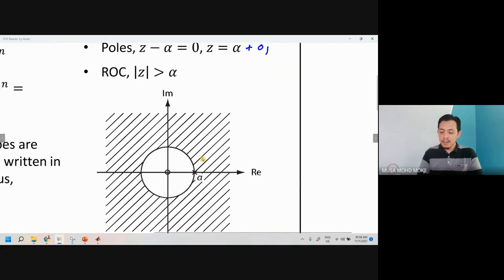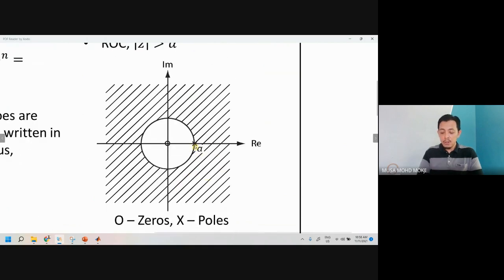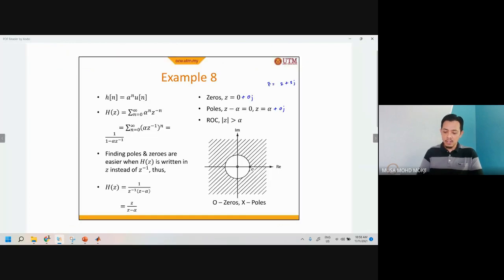For poles, we put a cross. For zeros, we put a small circle. Okay, so we will stop here. Next week, we will see more examples because we need to do an inverse. When we do an inverse, we will deal with these poles and zeros again, and we will see more examples. This is actually a very simple example.